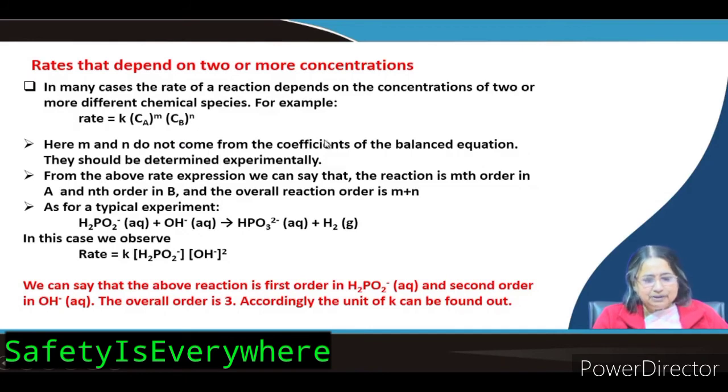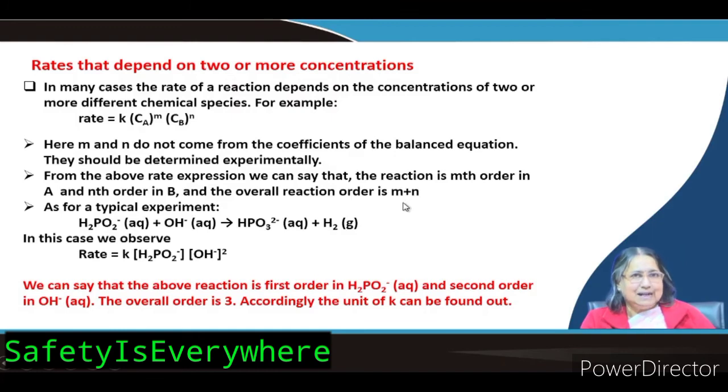From the above rate expression, if you get this type of expression, then you can tell that this reaction is mth order in A and nth order in B, and the overall reaction order is m plus n.